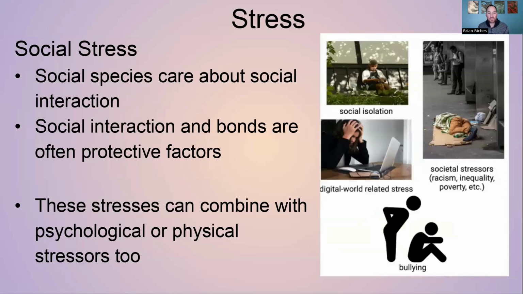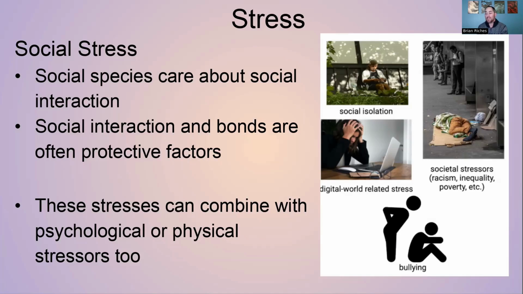We also have social stresses, whether it be social isolation, like what we do to rats sometimes, bullying, or other external forces that lead to racism, inequality, poverty. All of these can combine. As a social species, we really care about social interaction, and it is actually a protective factor. Having strong social bonds can really help us get direct support for needs that have to be met, but they can also help us calm down, chill out, and relax with friends. So having social bonds is a big protective factor for stress.